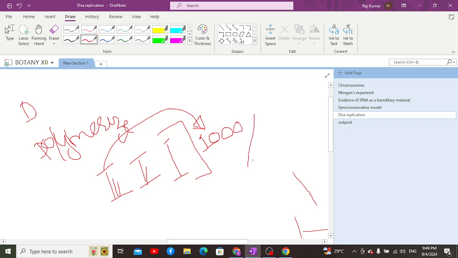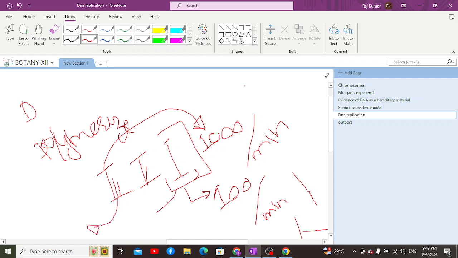It adds 1000 nucleotides per minute. On the other hand, DNA polymerase 1 adds 100 or 50 nucleotides per minute, due to which the least rate of addition of nucleotides is by DNA polymerase 1 and the highest rate is by DNA polymerase 3.